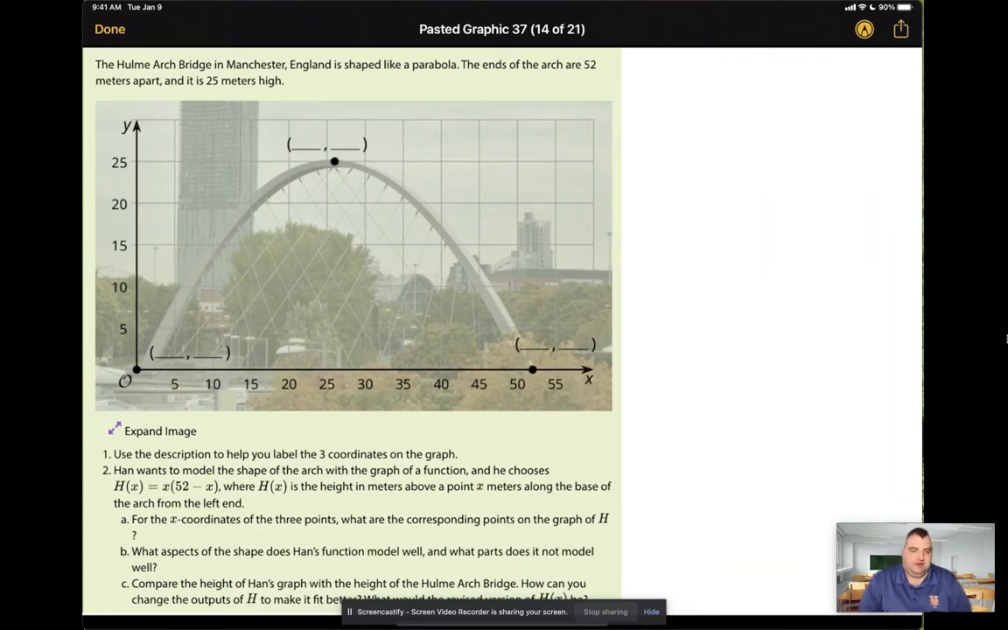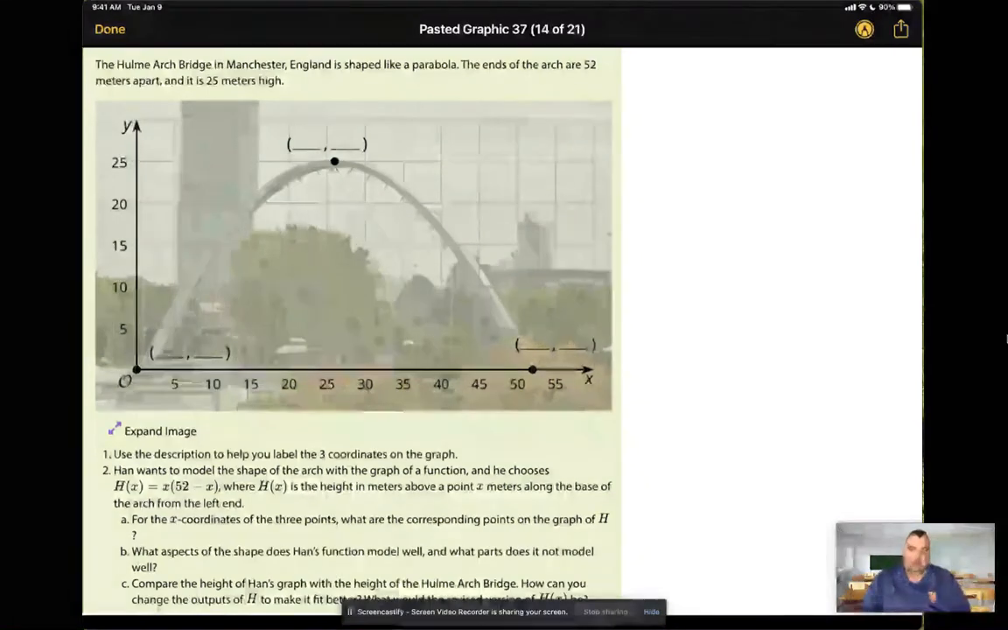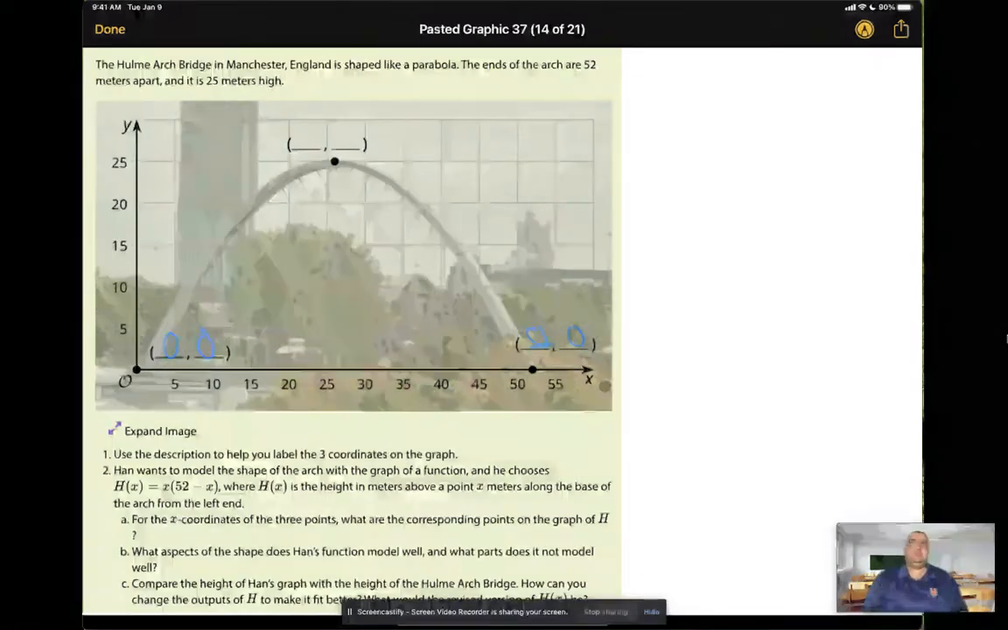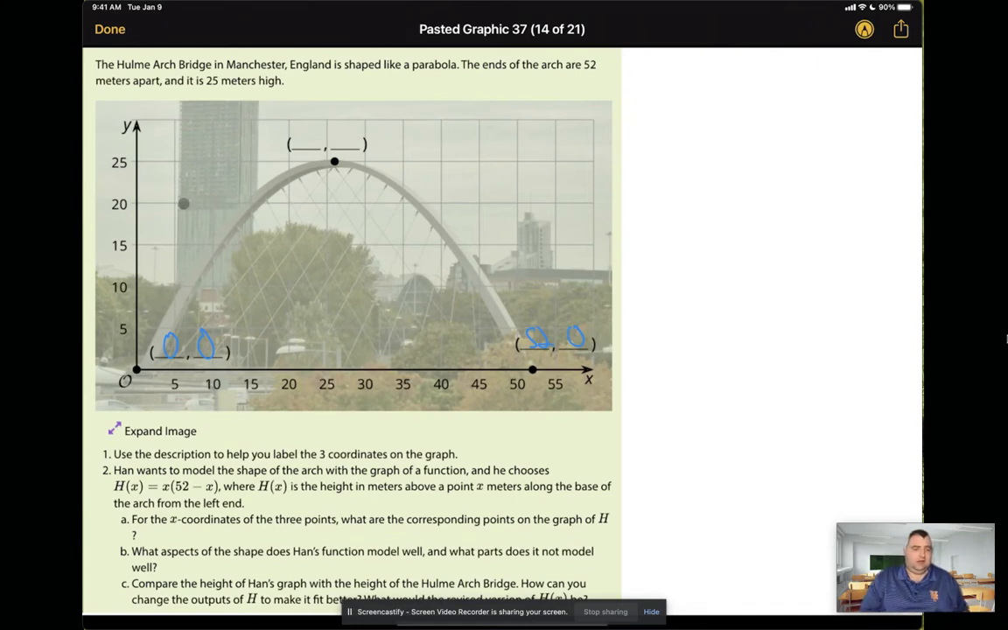The Holmay Arch Bridge in Manchester, England is shaped like a parabola. The ends of the arch are 52 meters apart and it is 25 meters high. Use the description to help you label the coordinates on the graph. This point right here is going to be easy. That's going to be 0, 0. This one is going to be 52, 0, because the ends are 52 meters apart. This one is 25 meters high, so the y value is going to be 25. The question is, what is the x value going to be?